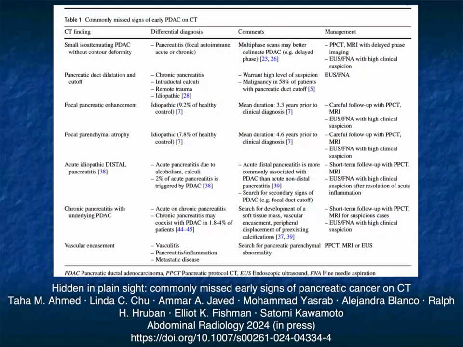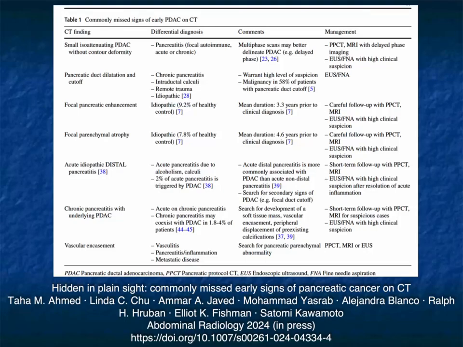Focal pancreatic enhancement. You know, if it enhances a lot, then you're thinking about a neuroendocrine tumor, but sometimes it can enhance a little bit. A little too much enhancement or a little too little are worrisome. Atrophy is always worrisome. Acute idiopathic distal pancreatitis.